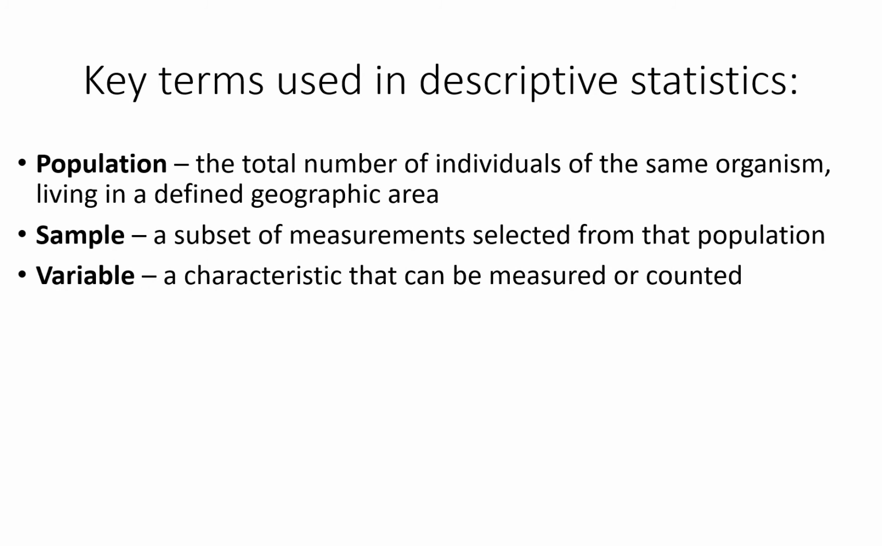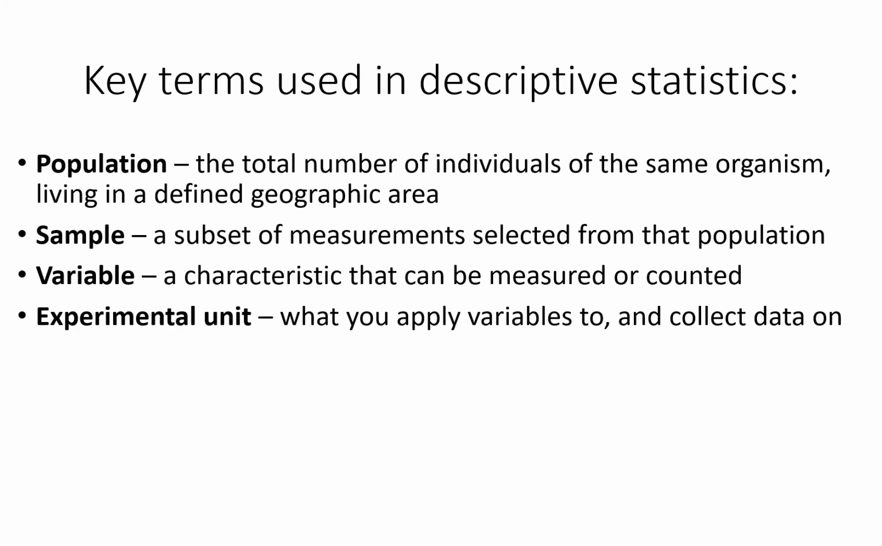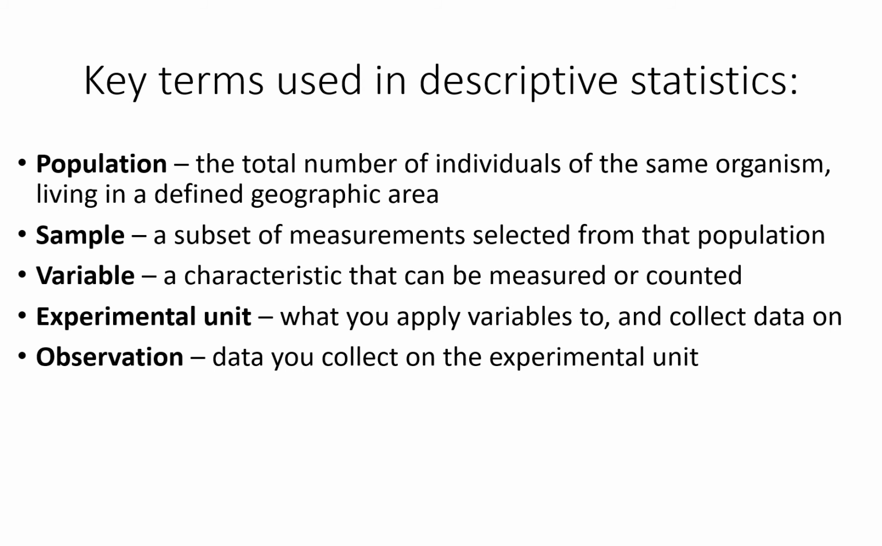A variable is a characteristic that can be measured or counted. Variables can change over time. An example would be the weight of deer harvested on the first day. An experimental unit is what you apply variables to, then observe and collect data on. So the deer in this example would be the experimental unit. Finally, an observation is when you collect data on the experimental unit, thus forming your data set.